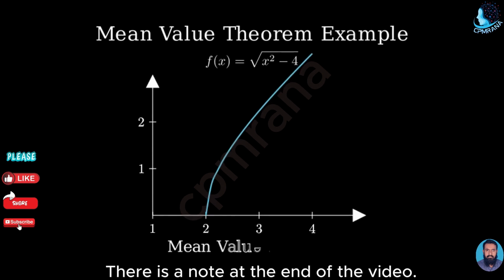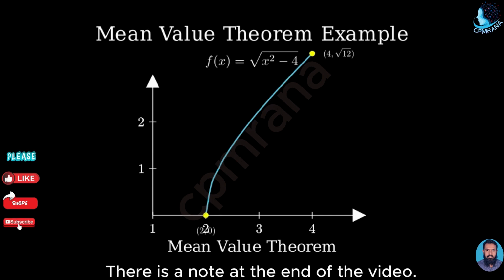The mean value theorem states that if a function is continuous on a closed interval and differentiable on its interior, then there exists at least one point c, where the derivative equals the average rate of change over the interval. Let's mark our endpoints at x equals 2 and x equals 4.